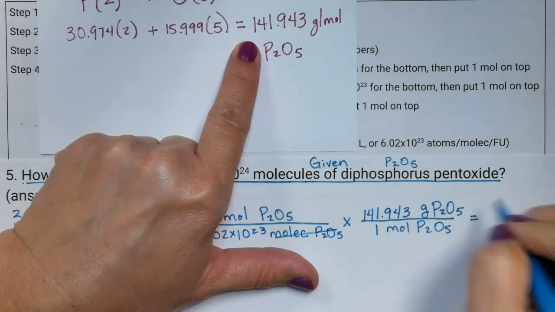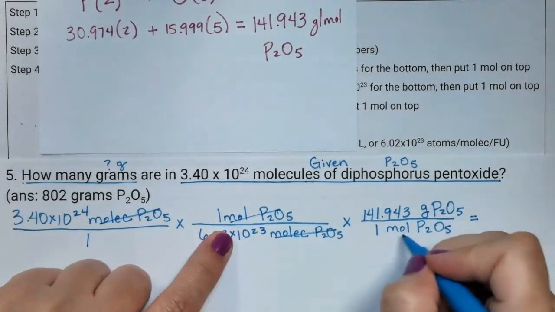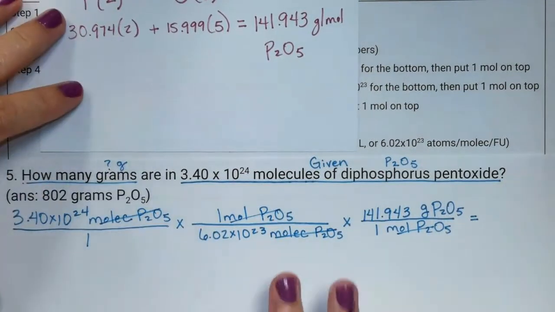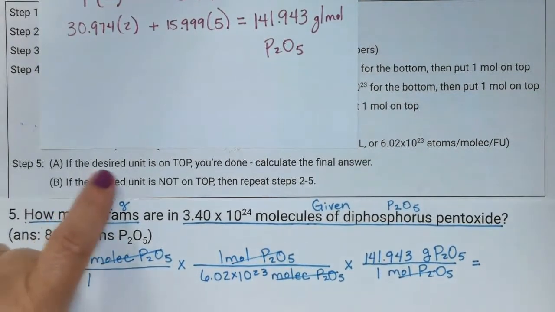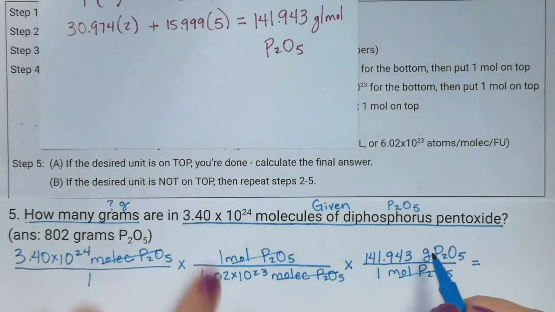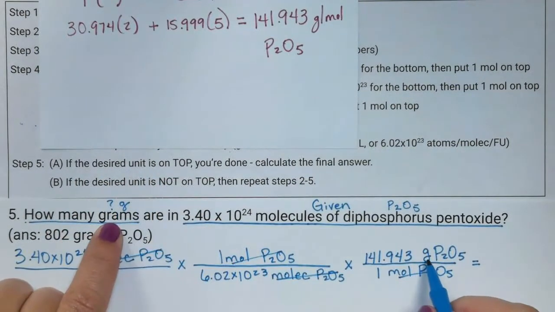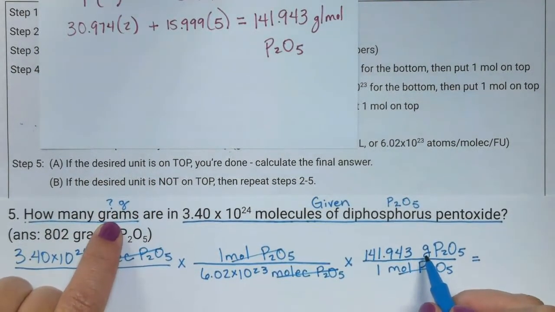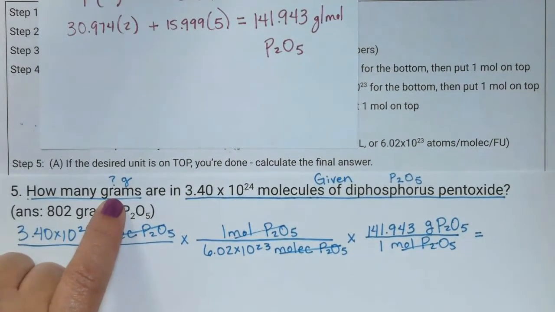141.943, and now moles have canceled. We're left with grams, and then step 5 says if the desired unit is on top, you're done. We want grams. We have grams here, so we can now calculate our final answer.